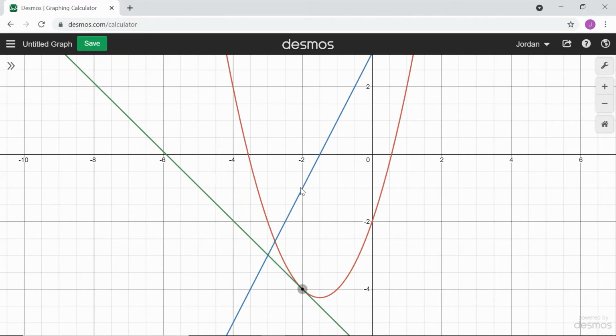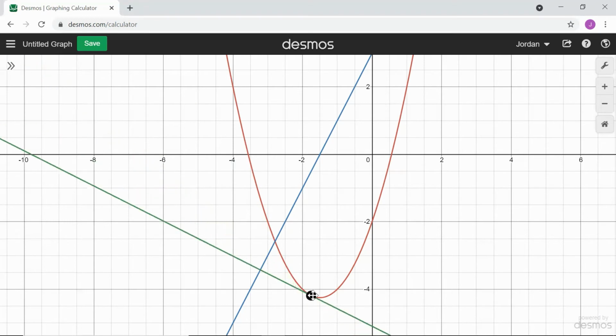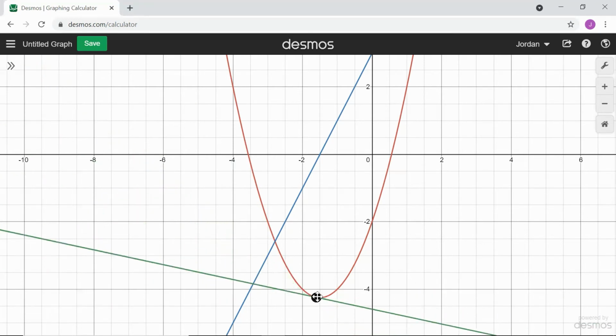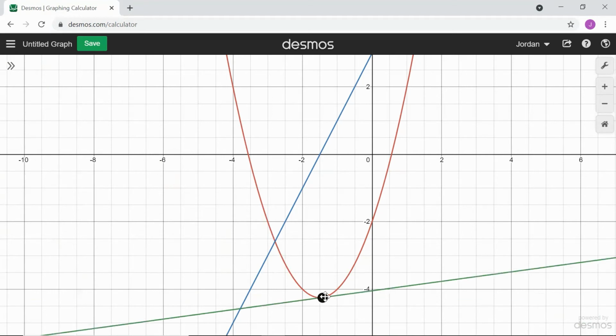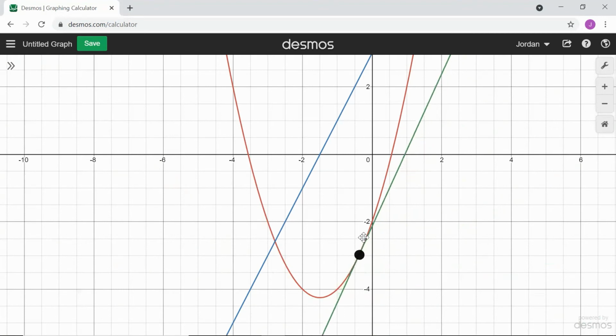As we move over to about -1.5, you can see the tangent line flattens out, which means that the slope of the tangent line is 0. And that's exactly where our blue line, our derivative, crosses the x-axis. As you move over more and more, notice the tangent line is getting steeper and steeper, and therefore the y value of this blue line is getting higher and higher and higher.